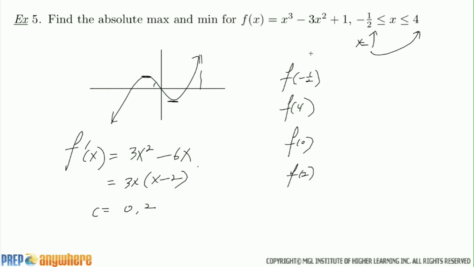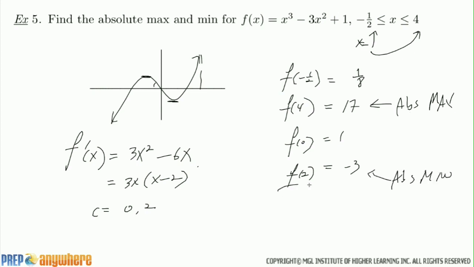So can someone tell me what you get for f at -12? 1/8. F at 4? 17. F at 0 is 1, f at 2 is -3. So this is the absolute maximum, and that's the absolute minimum.